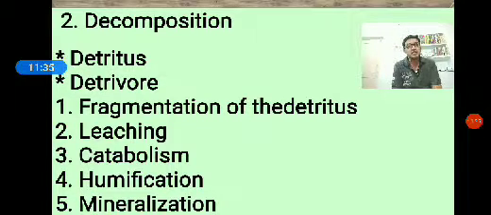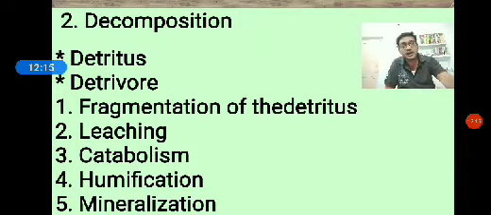So this is a 5 marks topic. Kindly note down the 5 steps. By these 5 steps, you are going to explain the decomposition process. The 5 steps are: fragmentation of detritus, second leaching, third catabolism, fourth humification, fifth mineralization. In this way, the decomposition process takes place. This is the second functional component of an ecosystem. Then after that, what happens?